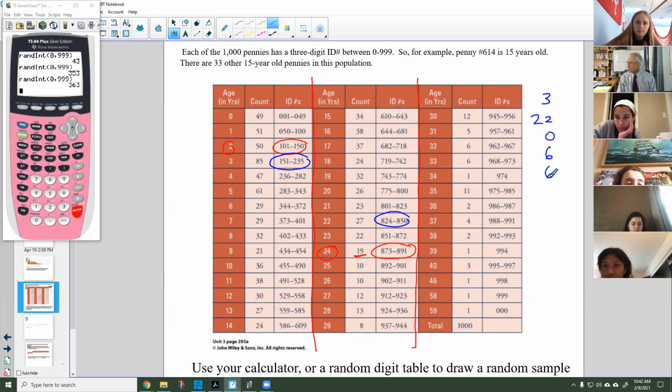Boy. Not good. So everybody got the ages of their 5 pennies? Not yet? Okay.